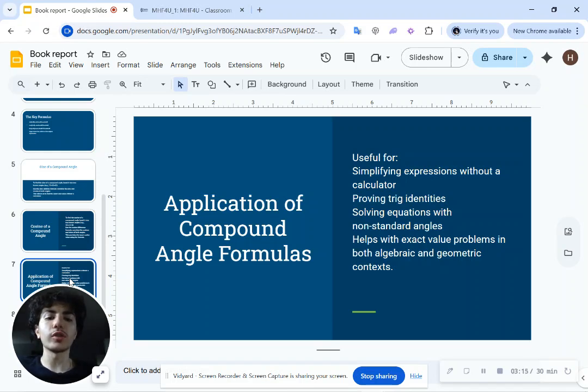Solving equations with non-standard angles. This is how you solve an equation, because sometimes equations with non-standard angles make it tricky because you're wondering what the angle is. So this helps you make it less complex, easier, faster, like I said, without a calculator. Helps with exact value problems in both algebra and geometry contexts.